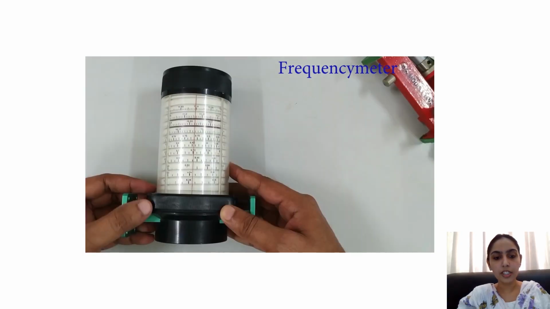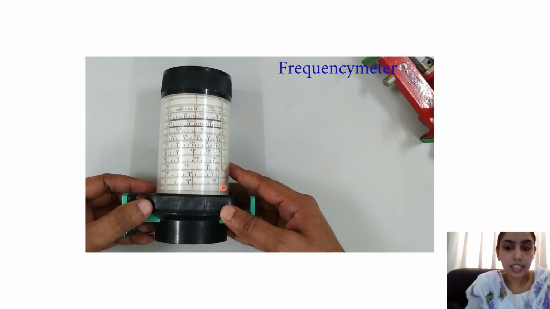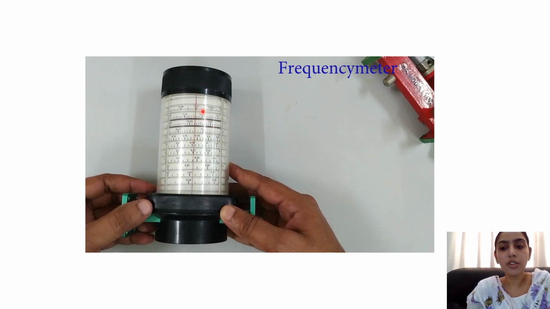Our next component is the microwave frequency meter. Now this frequency meter is inserted in the microwave bench. We have to insert this in the bench, and when we get a deflection in the VSWR meter, at that point we can make a reading on this frequency meter. The name indicates that we should be able to read the frequency of the signal at that time.